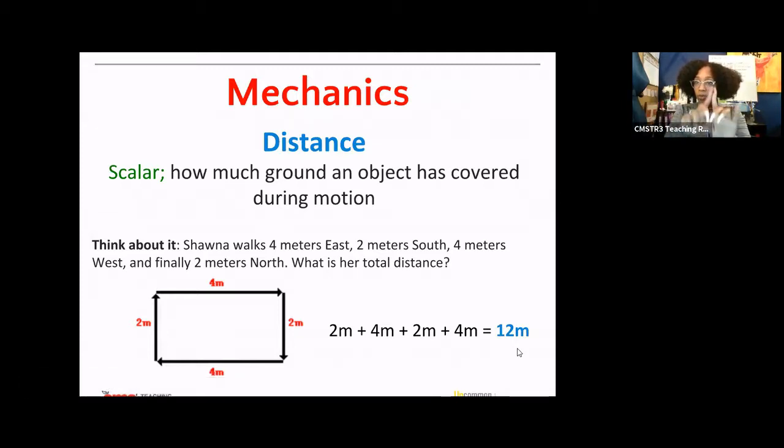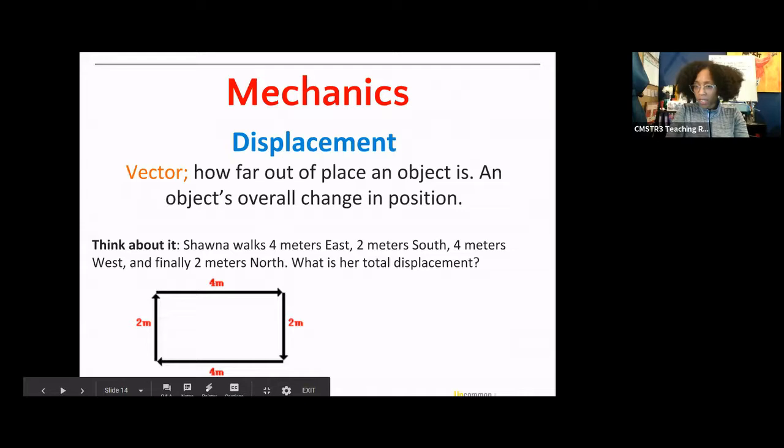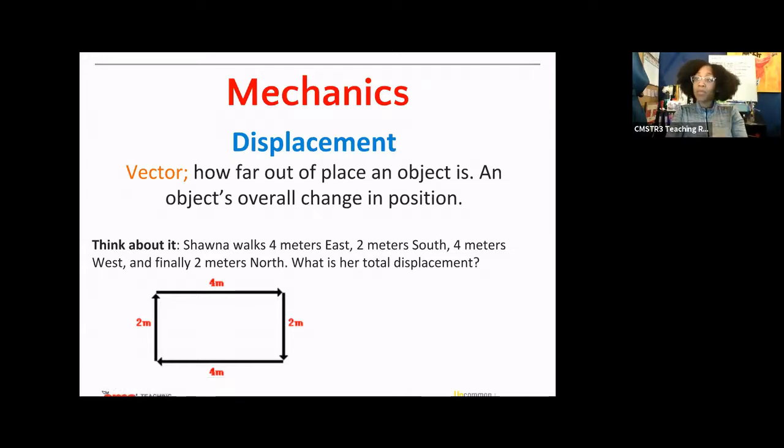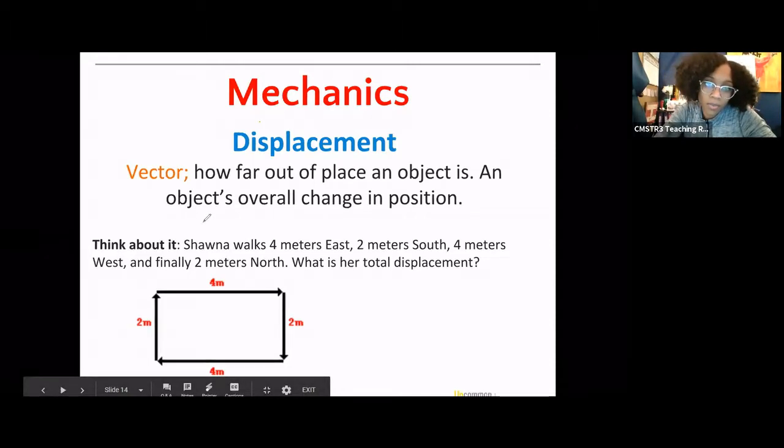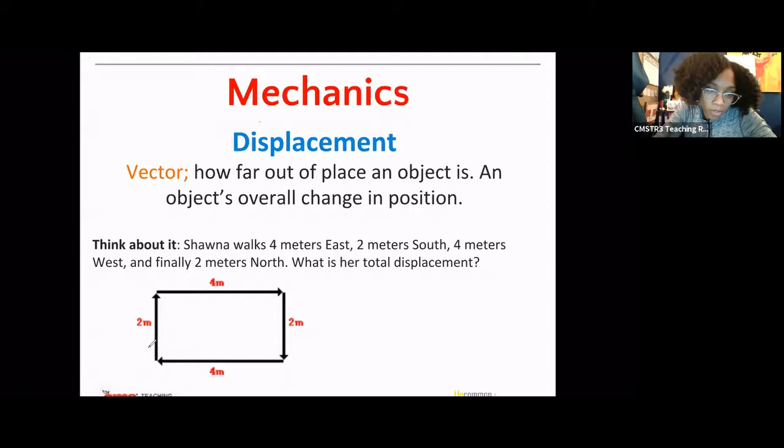The vector that goes with this scalar is displacement. So distance is how far you've traveled. Displacement is how far you are from where you started. So it's important to note that distance and displacement can be the same, however, they are not always. For example, in this problem, we already said my distance is 12. But say, let me see if I can draw a little stick person.